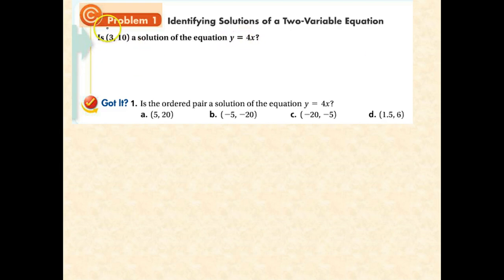Well, an ordered pair is always in the order x, y. They're always in alphabetical order. If the equation had a and b in it, then it would go a, b in the ordered pair. They're called an ordered pair because they're in order. Yes, that's right.